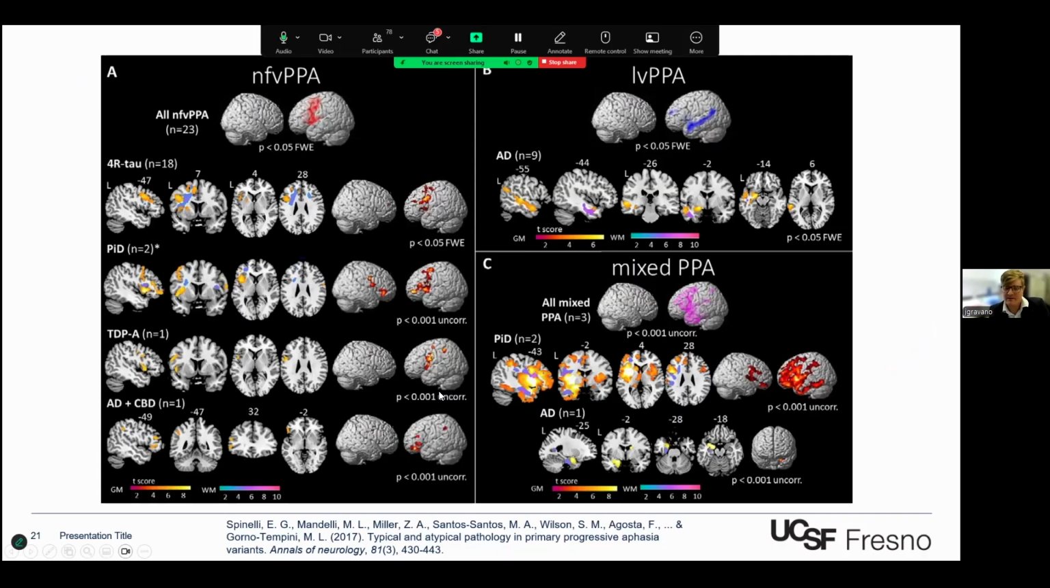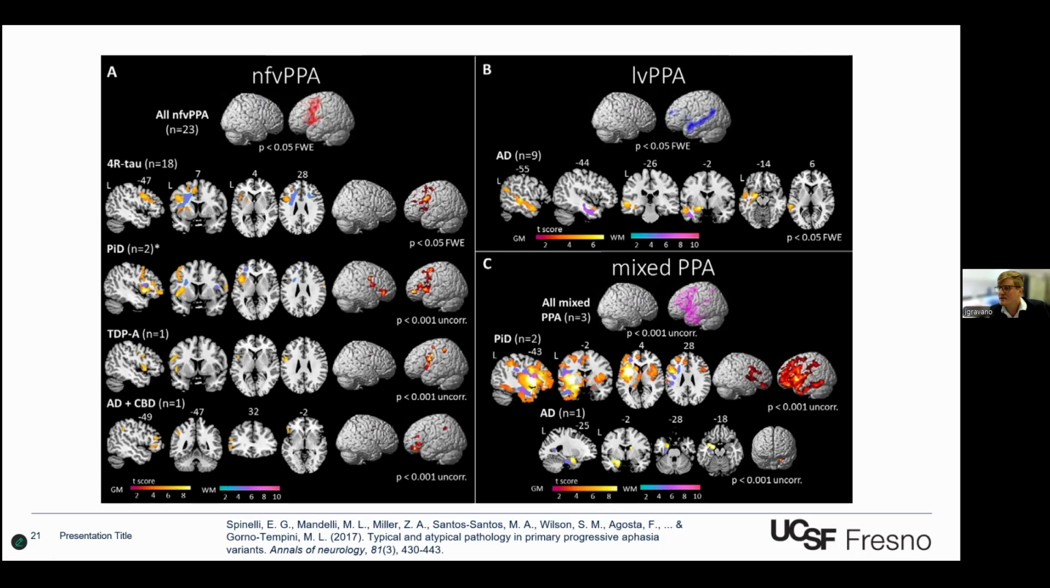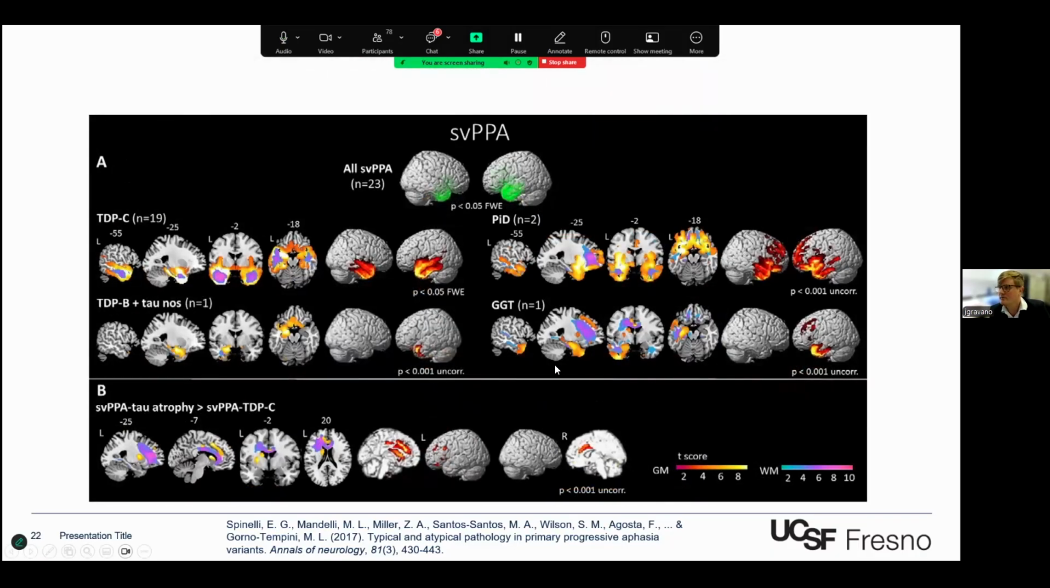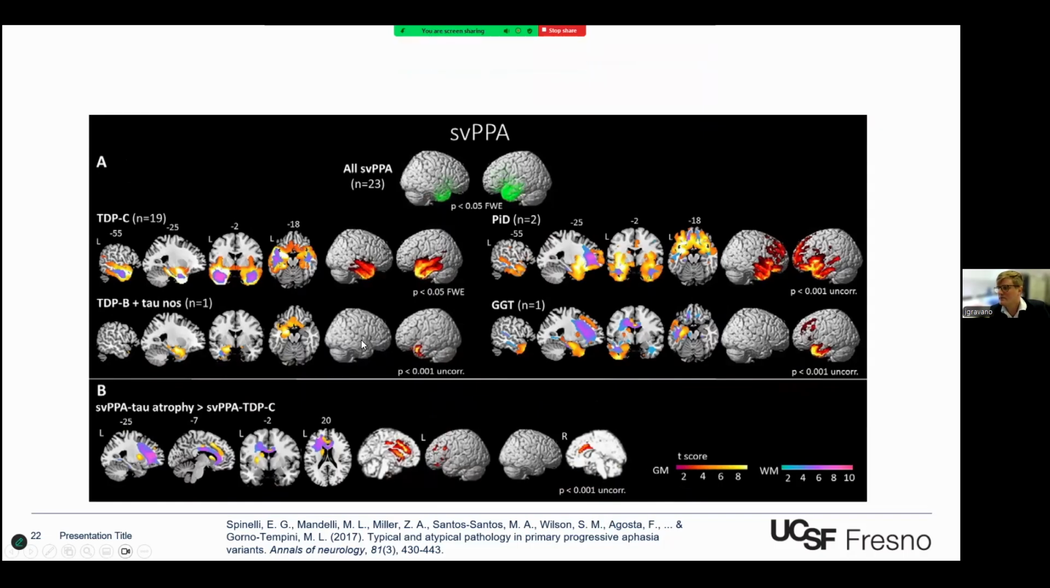It does seem like the underlying pathology does lend some heterogeneity in the regional atrophy patterns and perhaps metabolism that occurs in these. And so, it's always worth a good read to look at how there's some variability in the syndromes and the underlying anatomy due to the pathology differences that you're seeing here. Same thing for the semantic variant. This is all from this 2017 article from Spinelli.